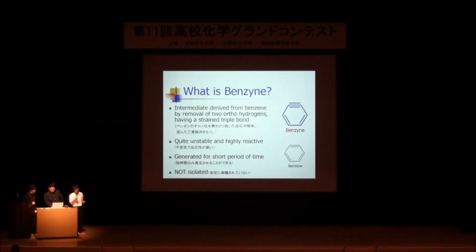It has a triple bond, a carbon-carbon triple bond here. Usually, a triple bond is linear. However, benzyne has a quite strained triple bond. Therefore, it is quite unstable. In other words, highly reactive. It can be generated for a short period of time and cannot be isolated yet.